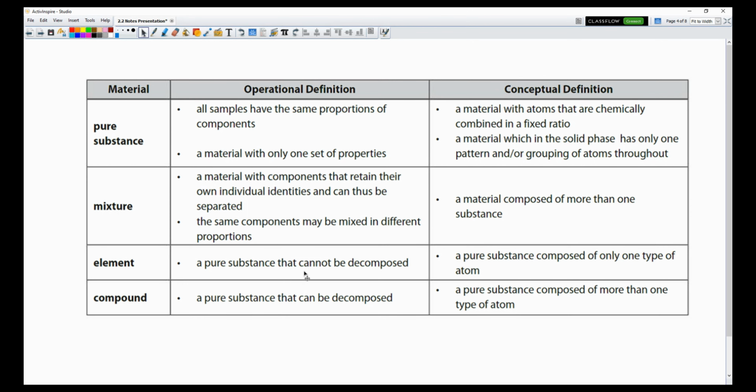An element is a pure substance that cannot be decomposed. So on the periodic table, if you see it on the periodic table, then it is an element, and it can't be decomposed any smaller than an element. Okay, so the conceptual definition is a pure substance composed of only one type of atom. Okay, only one type of atom. And a compound is a pure substance that can be decomposed. So we can decompose sugar into carbon, hydrogen, and oxygen. Okay, a pure substance composed of more than one type of atom, carbon, hydrogen, and oxygen, is a compound.